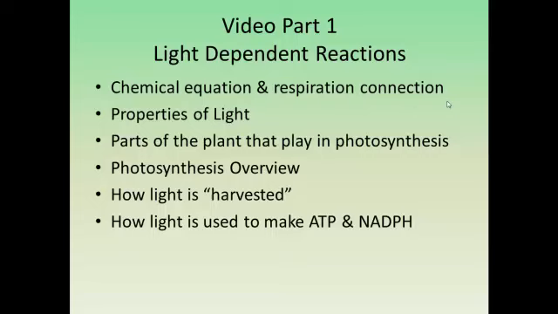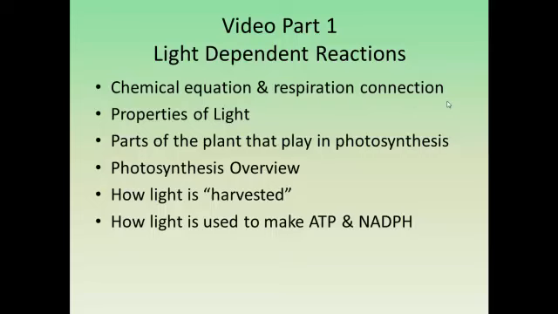We went over the properties of light, how photons have different amounts of energy associated with them and how they're measured based on wavelength. Why chloroplasts and leaves look green is because that is the spectrum that they do not absorb. We went over the parts of the plant that have something to do with photosynthesis. The ones that are new to you are the stoma or stomata, the granum, the thylakoid membrane, which is the membrane of the little green guys, and the stroma, which is the liquid surrounding the granum within the chloroplast.